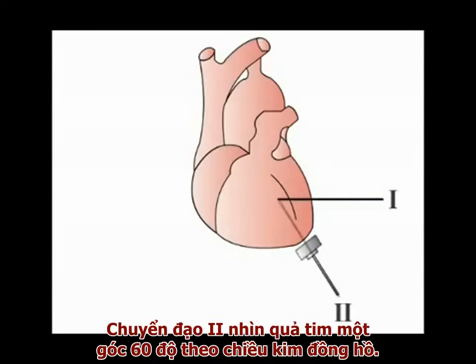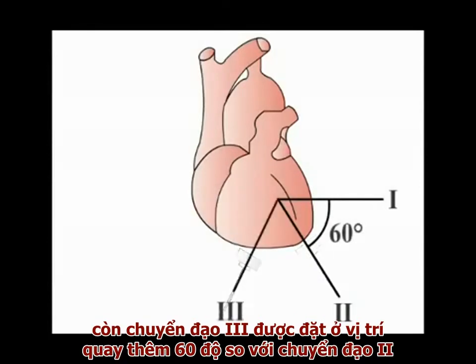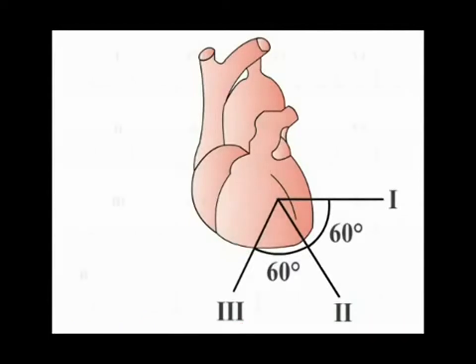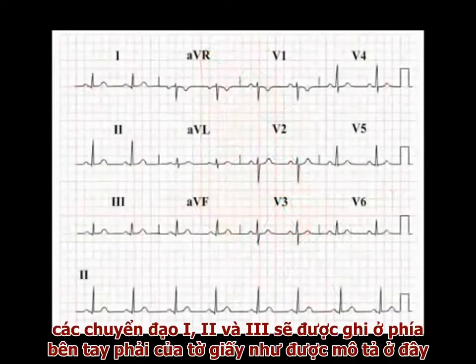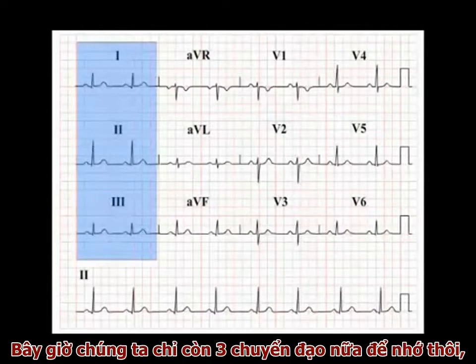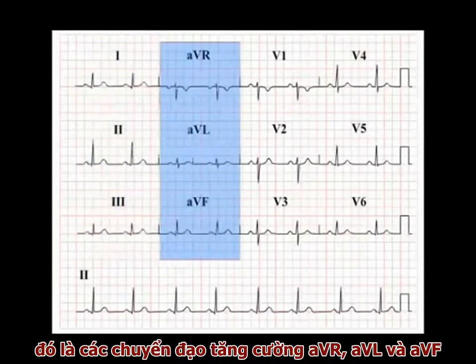Lead 2 looks at the heart at an angle 60 degrees further clockwise, while lead 3 is positioned a further 60 degrees clockwise from lead 2. These angles will become important in the next section of this course. The readout from the standard leads, leads 1, 2 and 3, are recorded down the right hand side of the ECG paper as shown here. We are now left with 3 further vertical leads to remember, the augmented leads, AVR, AVL and AVF.